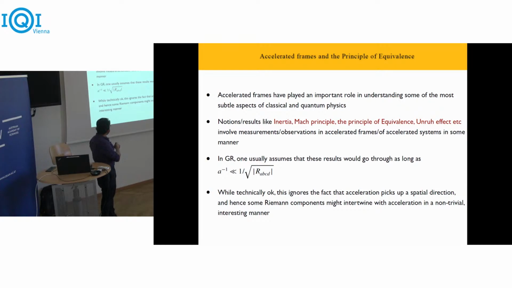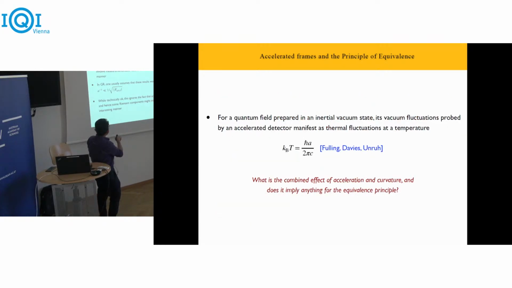And in GR, if you use the principle of equivalence, one usually assumes that if the length scale associated with acceleration is much smaller than the curvature length scale, one can use the results from Minkowski spacetime, and that is the sense in which one can say that accelerated frames can mimic a gravitational field. Okay. I will try to argue that that's a bit of a tricky statement to make, and I will explain how. Okay. So, I will start with the famous expression for the Unruh temperature.